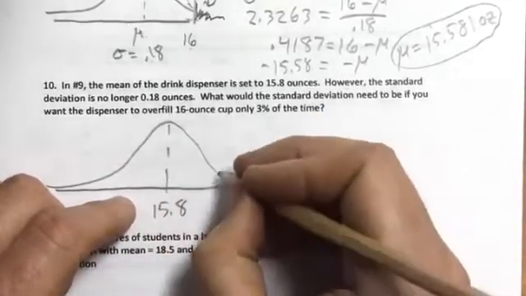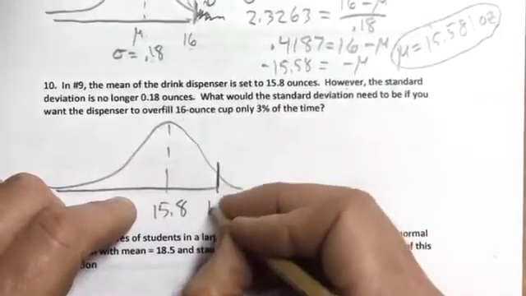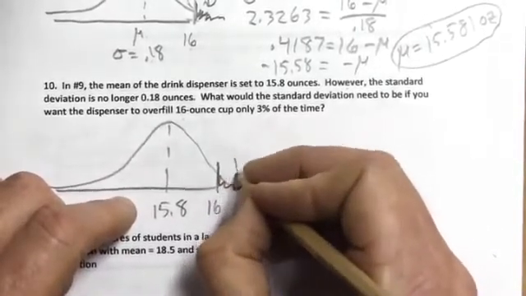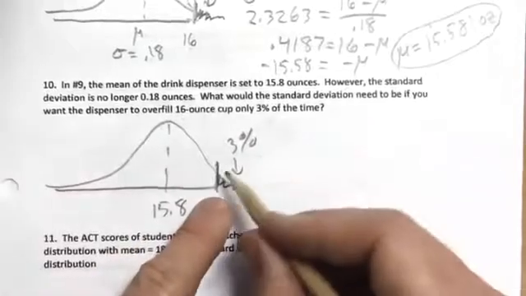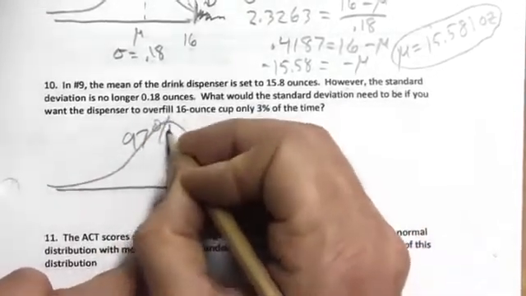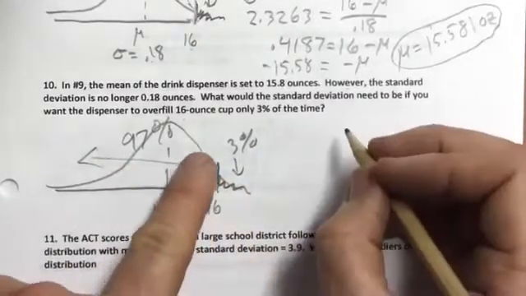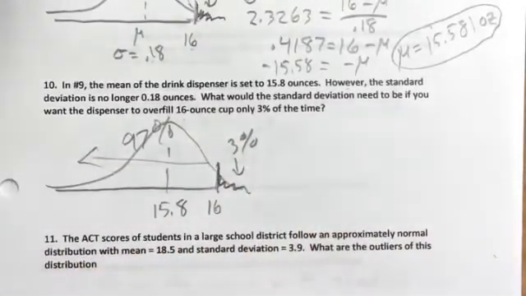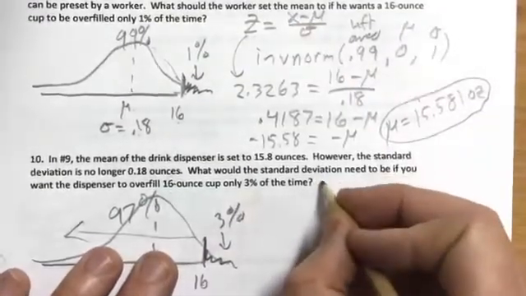So 16 is somewhere up here. We know that 3% of the curve is above 16. So here's 16, and we know that this is 3%. Well, that means in essence, this is the 97th percentile, if you say 100% minus that. So 97% is over here. Okay, so once again, whenever you don't know mu or sigma, you're going to use the formula for z-score.